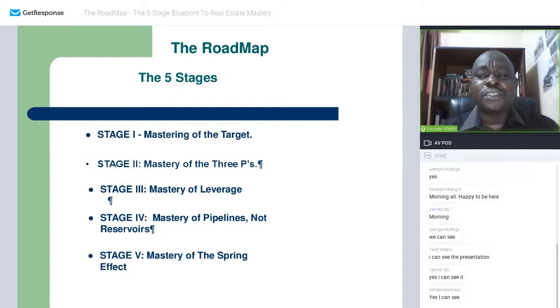You only need to buy the piece of real estate that serves your objective. All right, I hope that idea is well consolidated. So, what is the second stage? The second stage is what I call mastery of the 3 P's. Mastery of the 3 P's.